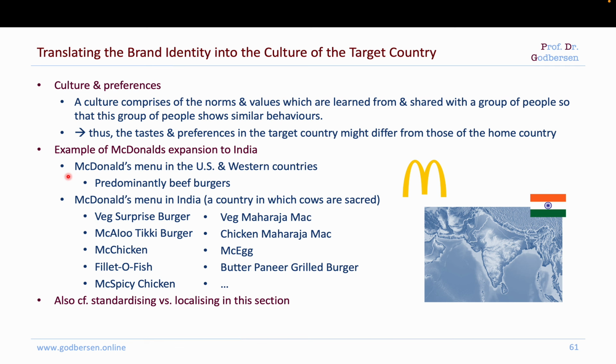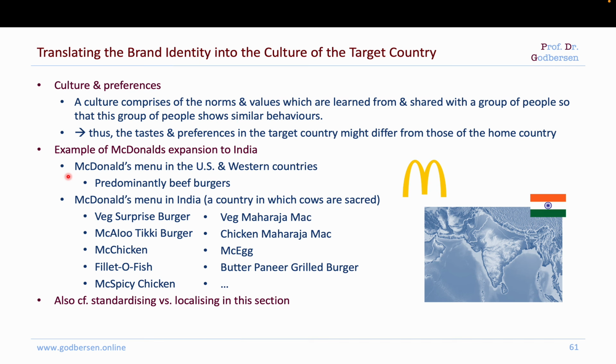Now look at McDonald's menu. It's predominantly beef burgers in the US and Europe, their home markets. The US, their home market, and then one of the first market expansions, Europe, mainly beef burgers. It's not a good idea to offer beef burgers in a country like India, in which cows are sacred. So, this is why the McDonald's management thought long and hard.